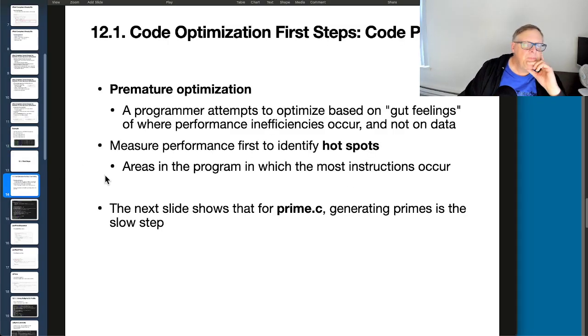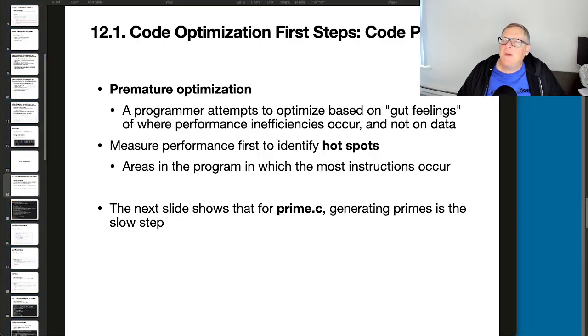So here are some steps. Now here are things that apply to a whole lot of things, including risk analysis and other things. If you just try to optimize something without using data, based on your gut feelings, you're probably wasting your time. Because if you don't do measurements, you probably don't really understand what part of your code is inefficient. So it's better to measure performance and find out what part of the program is most important.